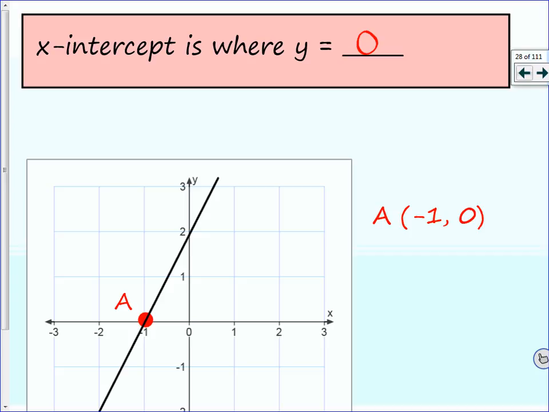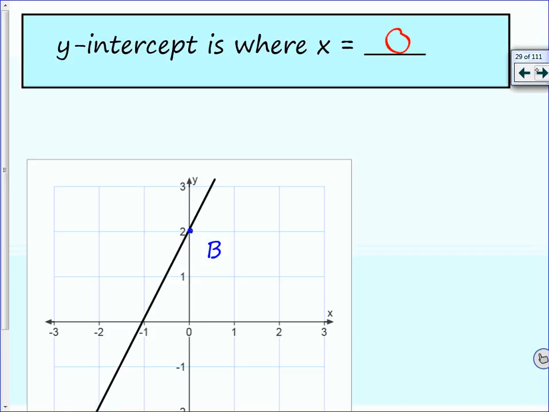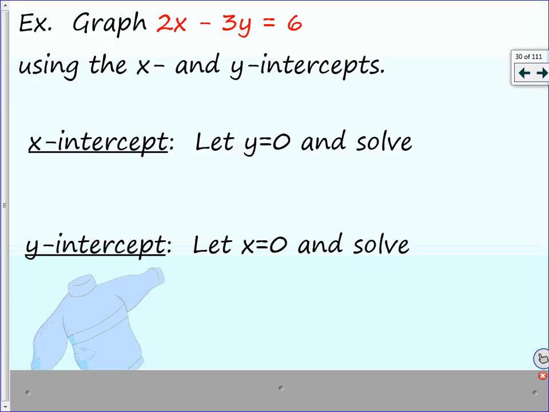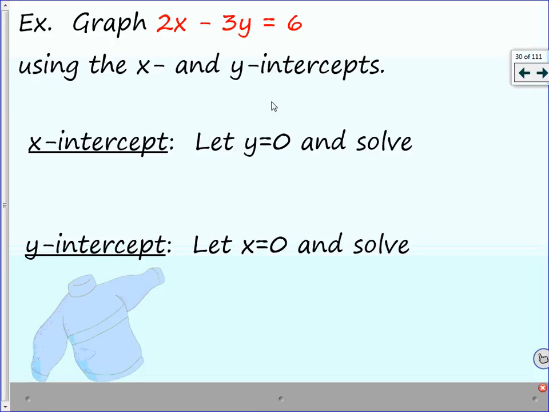So when you're asked to list the intercepts, I'll show this in my example here. We're going to graph this equation, and we learned how to graph equations last week and this week using a table. This is another method that we can use to graph it. We're going to graph them using the x and y intercepts. So the directions say graph the equation using the x and y intercepts. So first thing, we're going to find the x and y intercepts.